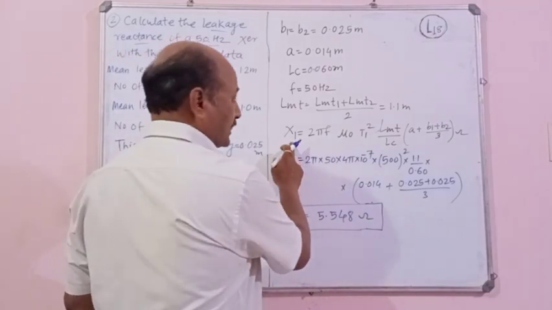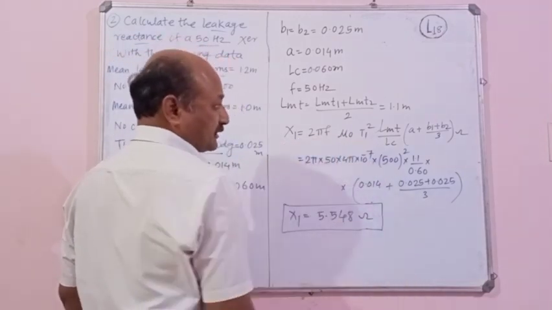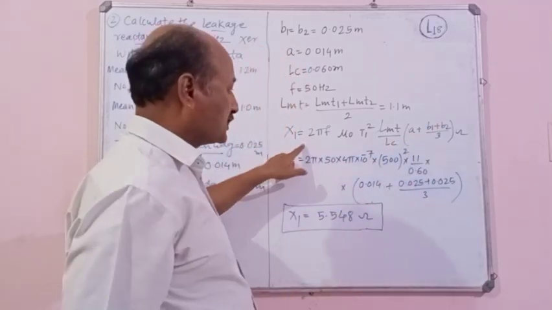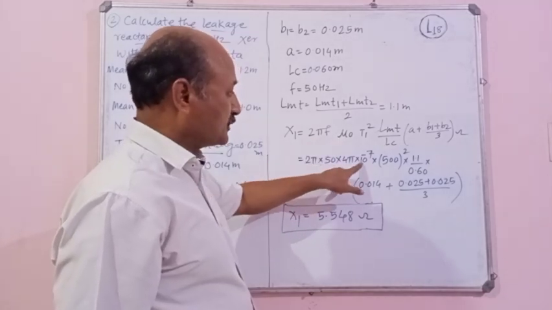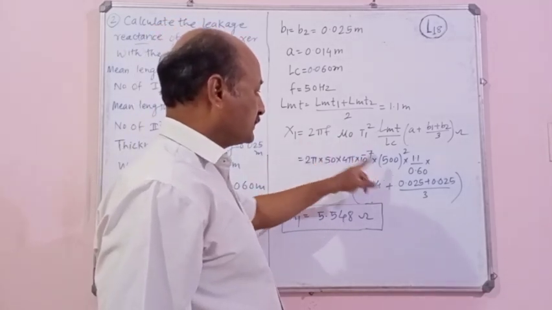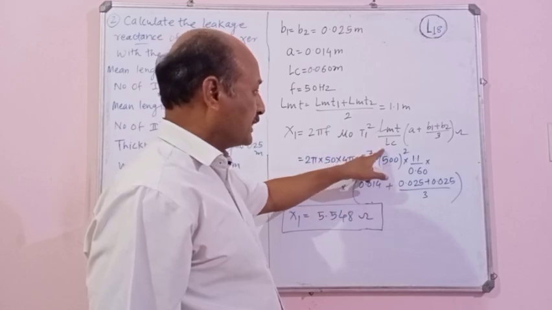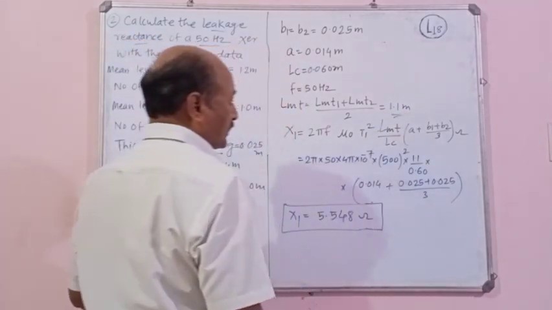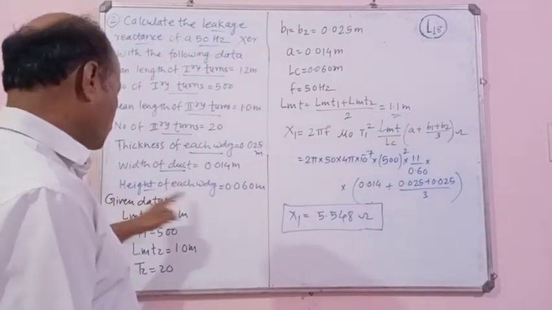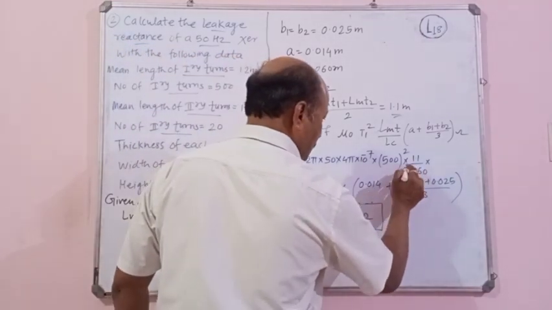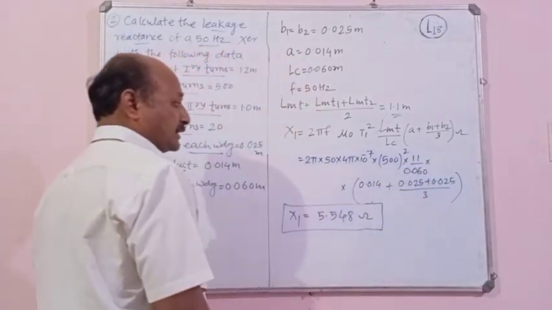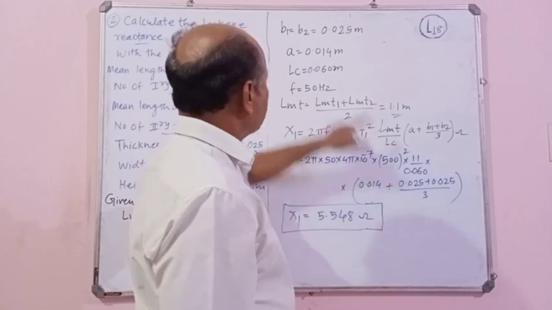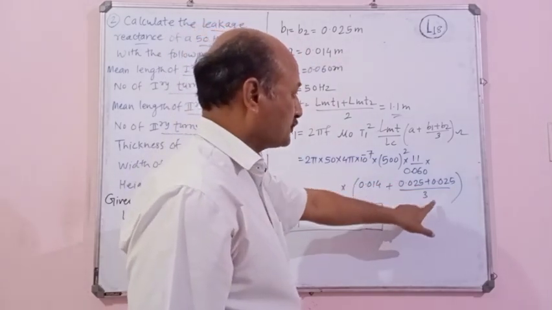Then we have the same formula. X1 equals 2 pi f mu 0 T1 square, LMT by LC, a plus (b1 plus b2) by 3. So put the values: 2 pi f, mu 0 equals 4 pi into 10 to the power minus 7, T1 square means 500 square, LMT by LC, LMT equals 1.1 meter, then LC equals 0.060 meter. Then a equals 0.014 meter. Then b1 plus b2, 0.025 plus 0.025, divided by 3.